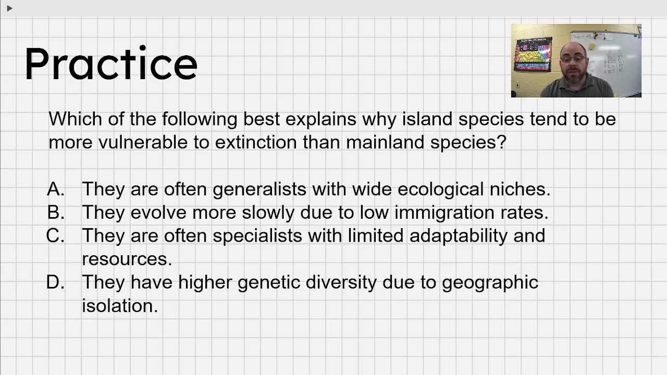They're often generalists. They're not, right? They're not generalists because they don't have a wide ecological niche. They have a very specialized niche. They evolve more slowly due to low immigration rates. Immigration and evolution are not necessarily tied together. They could be. They are often specialists with limited adaptability and resources. We like C. They don't have higher genetic diversity, right? D's no good. So we like C.